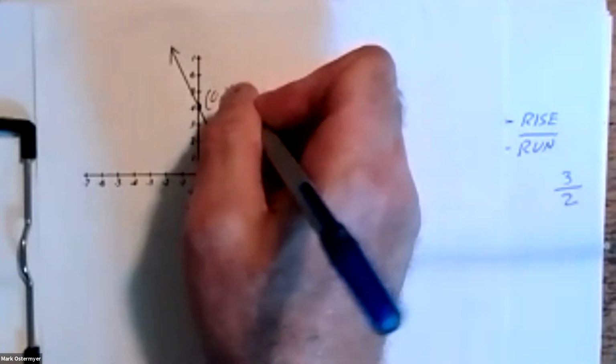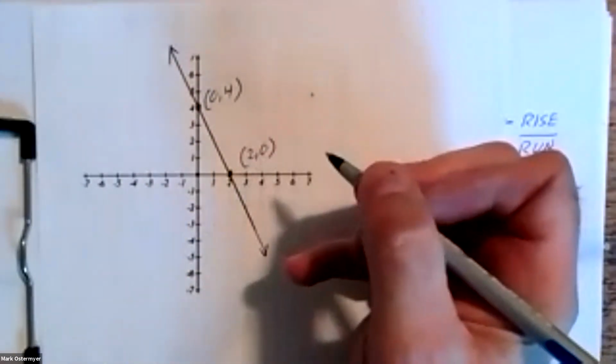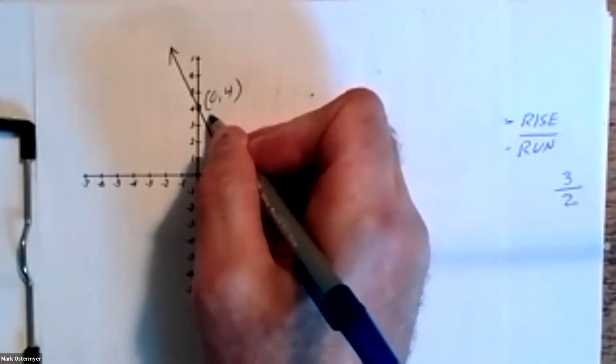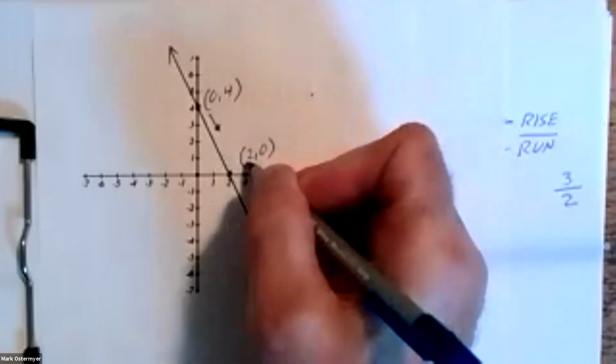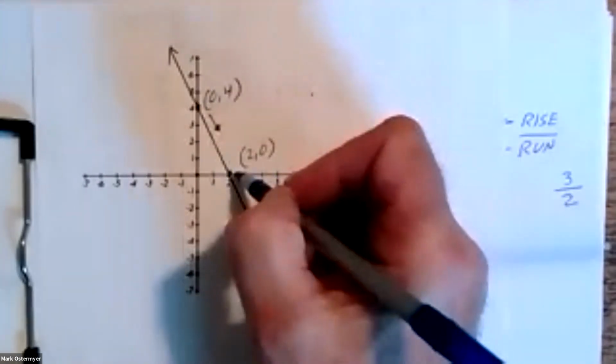Negative. It's going to be a negative slope when we get done computing it. So we have the point 0, 4 and the point 2, 0. To determine the slope, you can do this visually or graphically if you want. If you walk from 0, 4 down to 2, 0 along this line, or move from 2, 0 up to 0, 4, it doesn't matter which way you go. I'm going to go from 0, 4 down to 2, 0.